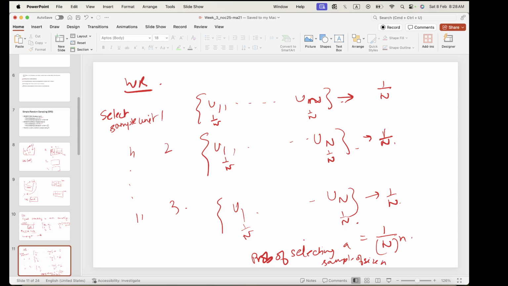So if I have to select n units, let's say, and that would comprise that sample, then the probability will be 1 by n to the power n.